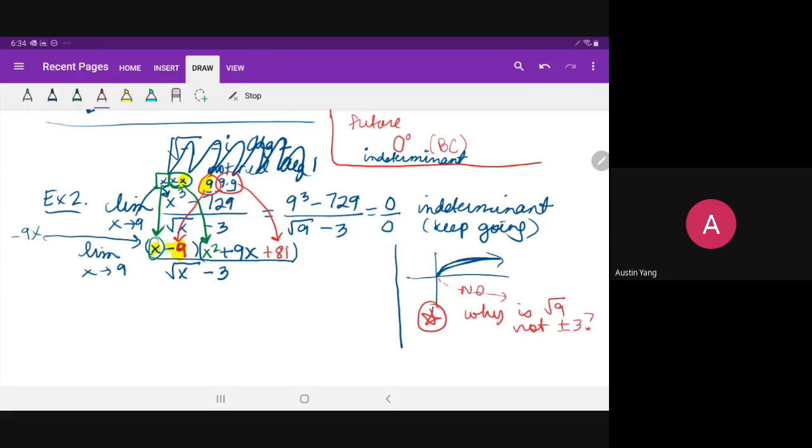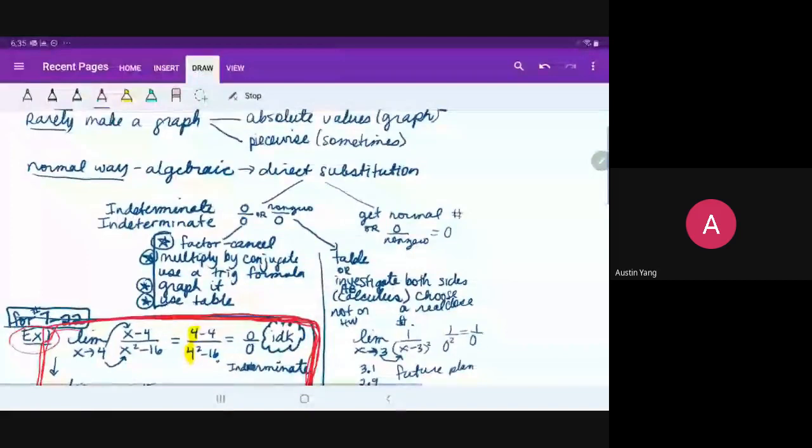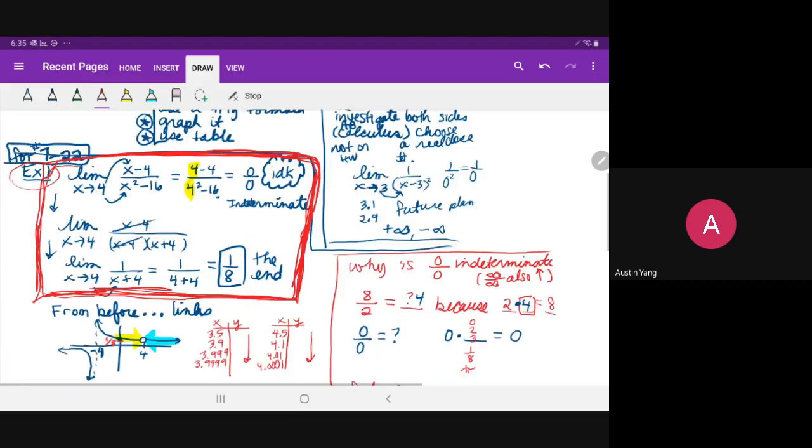Okay, so let's scroll back up at our methods. Do you see where I put factor? Cancel. Okay, well, I factored. Nothing canceled. So I'm a little sad. How about this one? How about multiply by the conjugate? Does this one make you feel like you could multiply by the conjugate? What do you think? I think I can multiply by the conjugate.